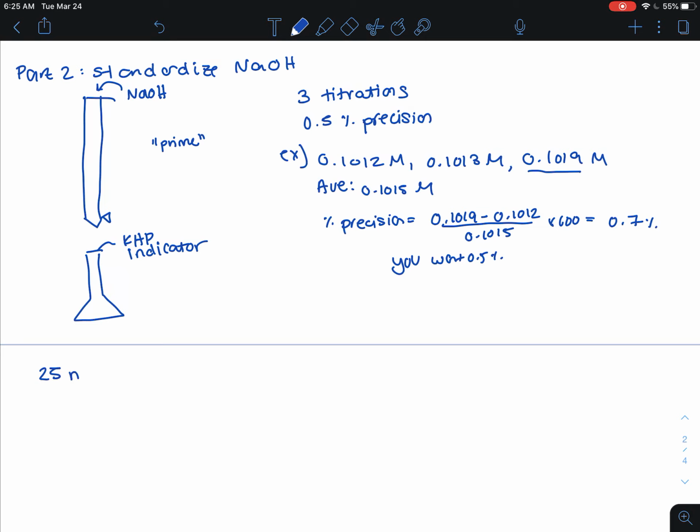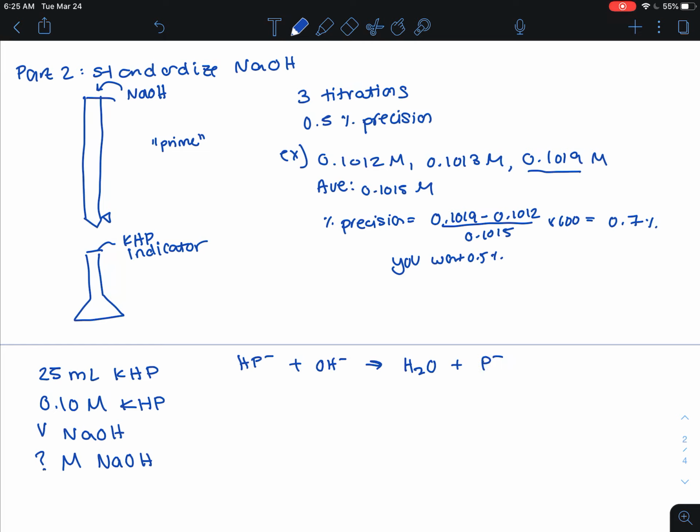How do you do that? Well, from this data, you would know the molarity of KHP. You know that you have 25 mL of KHP, and you would know the molarity. Let's say it's 0.1 molar KHP. You also know your volume of NaOH, and you want the molarity of NaOH. How can you determine that?